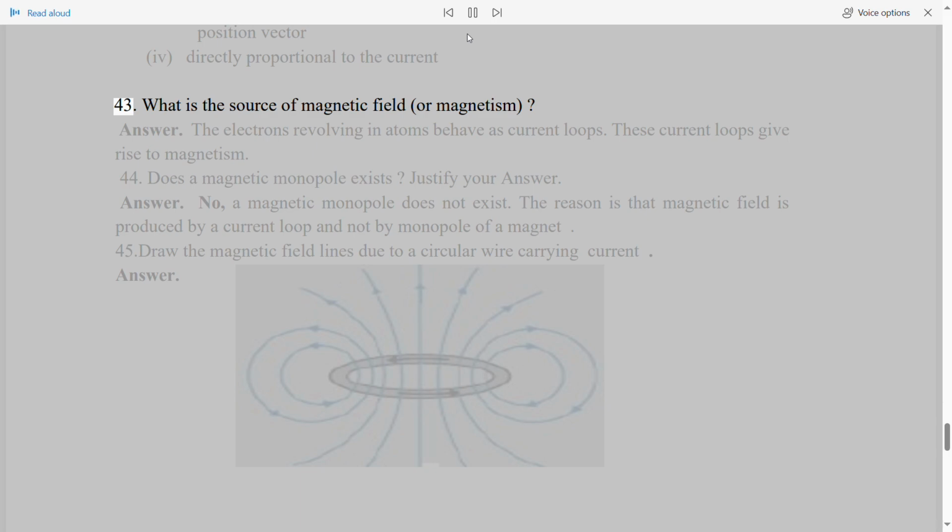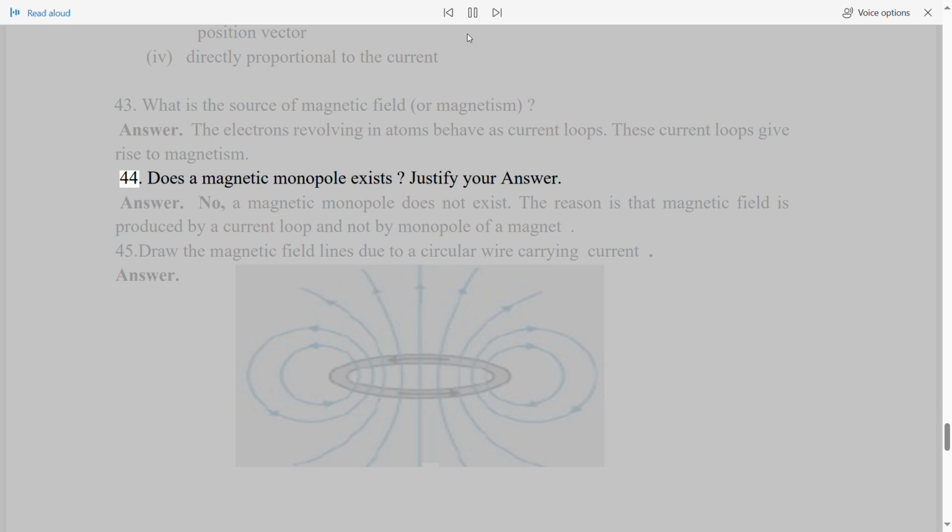43. What is the source of magnetic field or magnetism? Answer: The electrons revolving in atoms behave as current loops. These current loops give rise to magnetism.